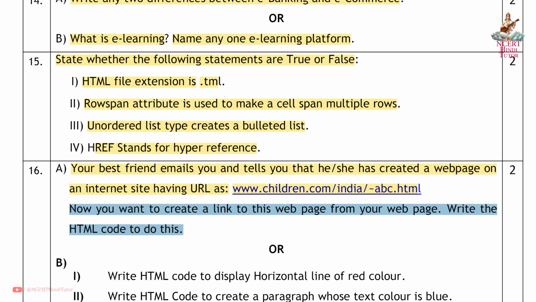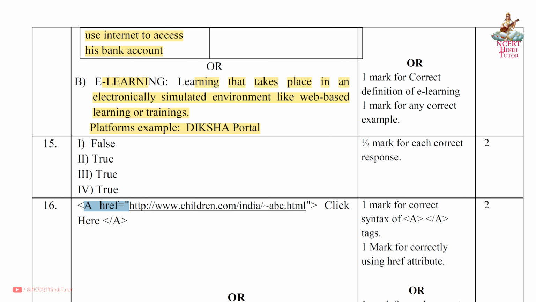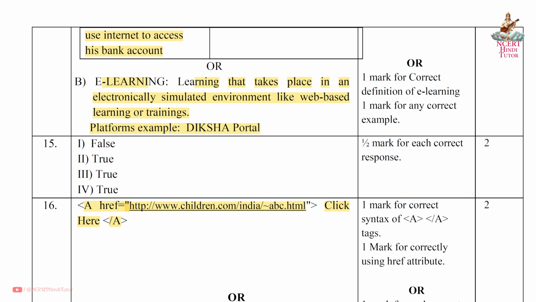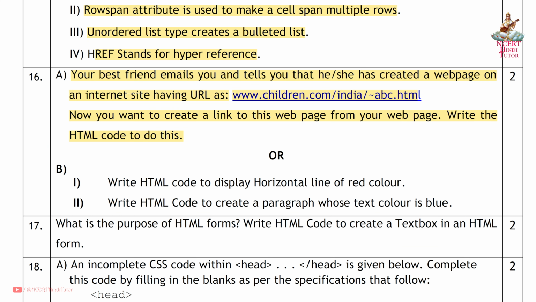Write the HTML code to do this. Answer: A href is equal to http, the URL, click here, A. So friends, here is 1 mark for correct syntax of A tags and 1 mark for correctly using the href attribute. Question 16b, write HTML code to display a horizontal line of red color.